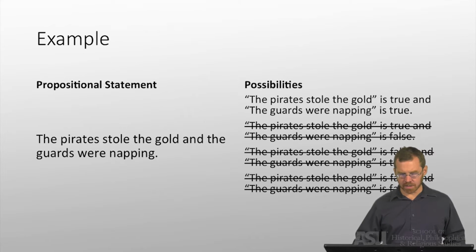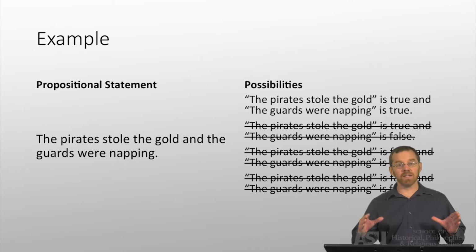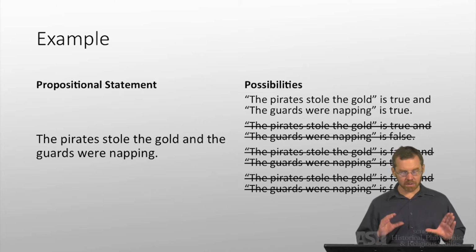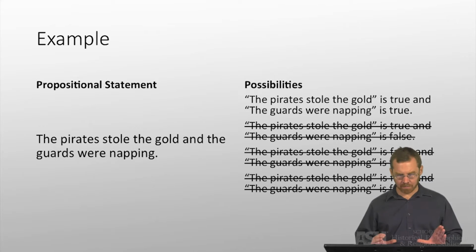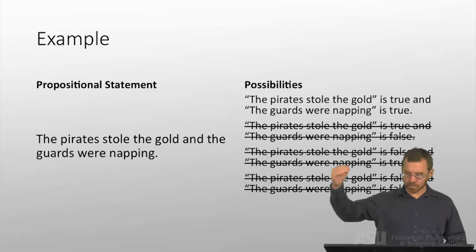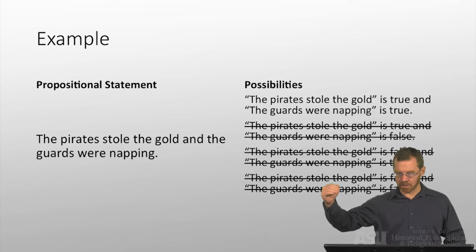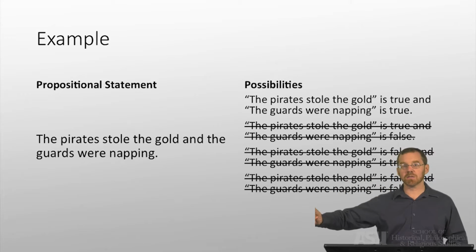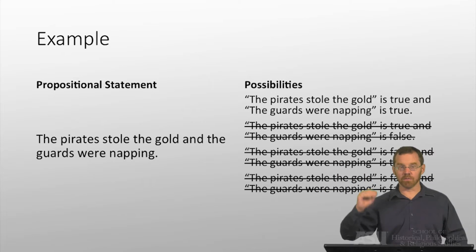Now, remember what we said about possibilities. The word and is a way of saying both of these things are true. So the sentence, the pirates stole the gold and the guards were napping, says the only possibility is the pirates stole the gold is true and the guards were napping is true. All the other possibilities, pirates stole the gold is true and guards were napping is false. The pirates stole the gold is false and the guards were napping is true. The pirates stole the gold is false and the guards were napping is false. All those possibilities are eliminated. Only one remains.